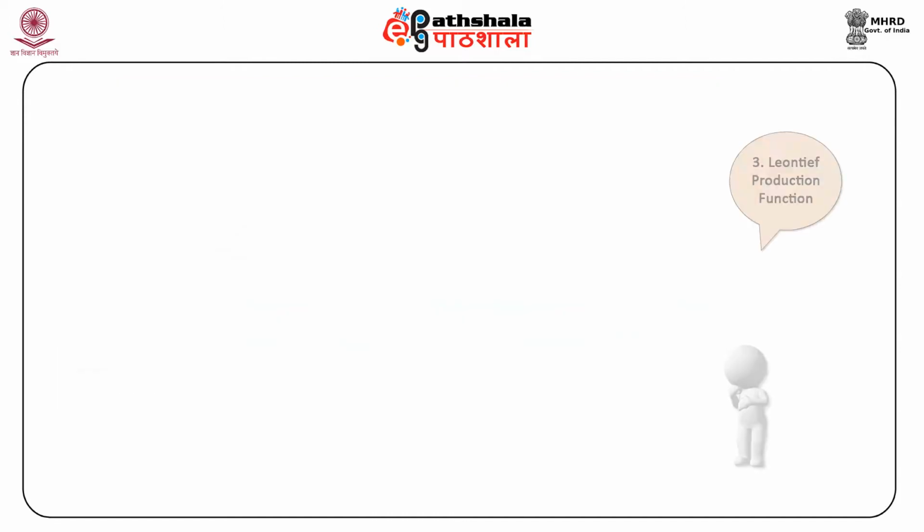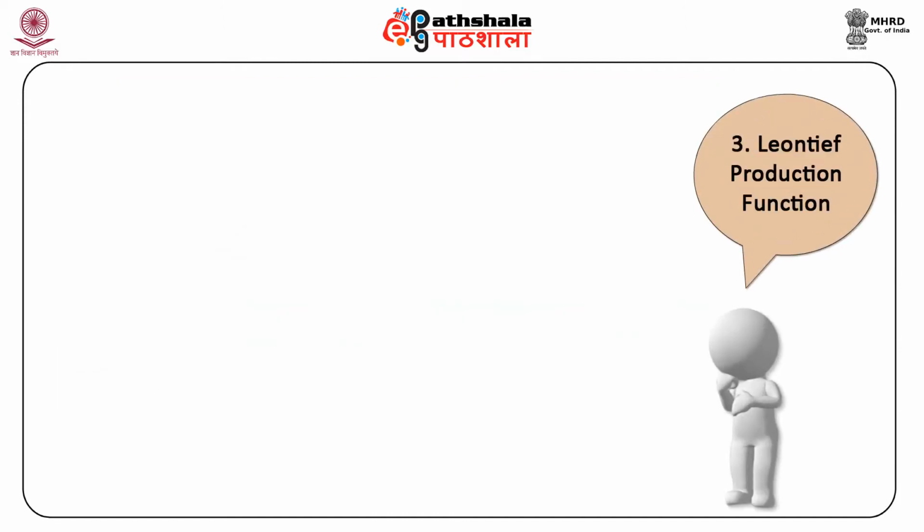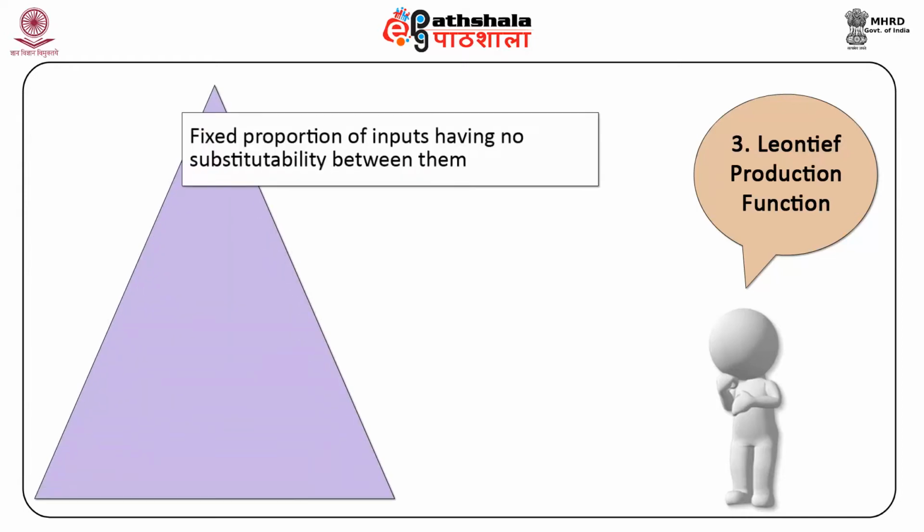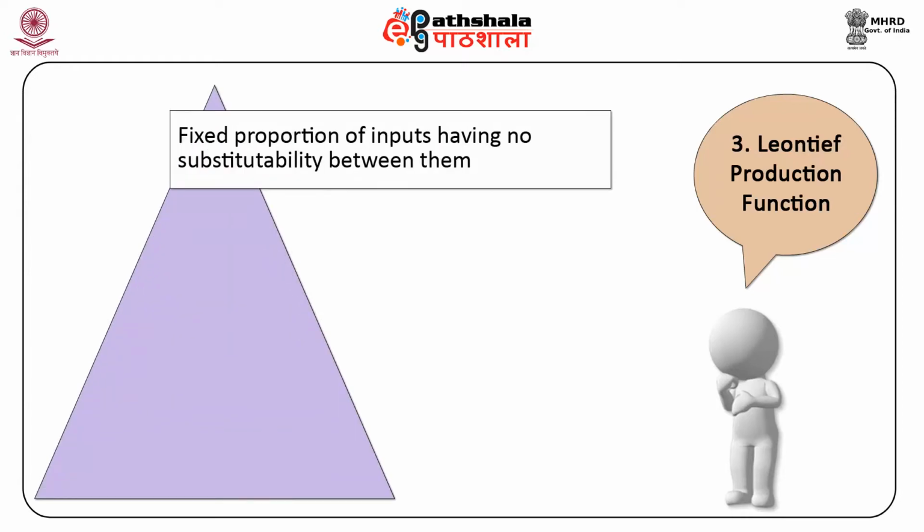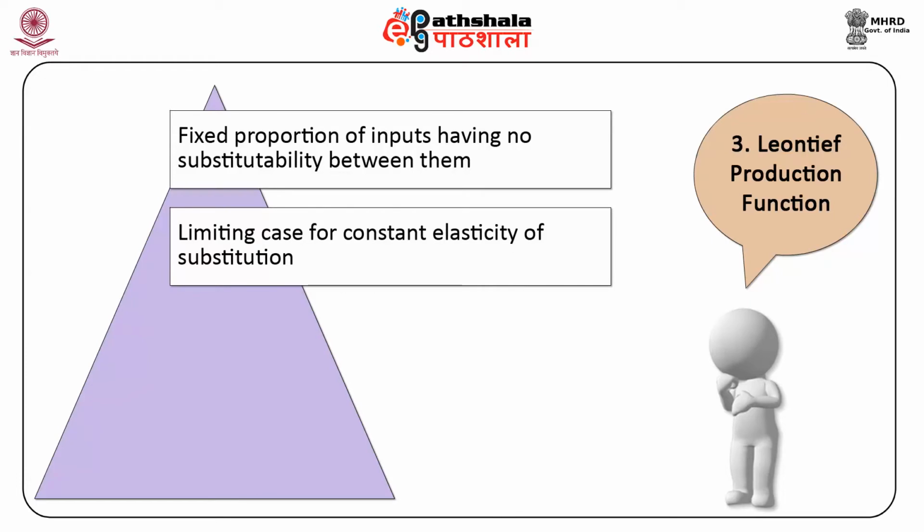Third, Leontief production function. Leontief production function uses fixed proportions of inputs having no substitutability between them. It is regarded as the limiting case of constant elasticity of substitution. The production function can be expressed as follows.